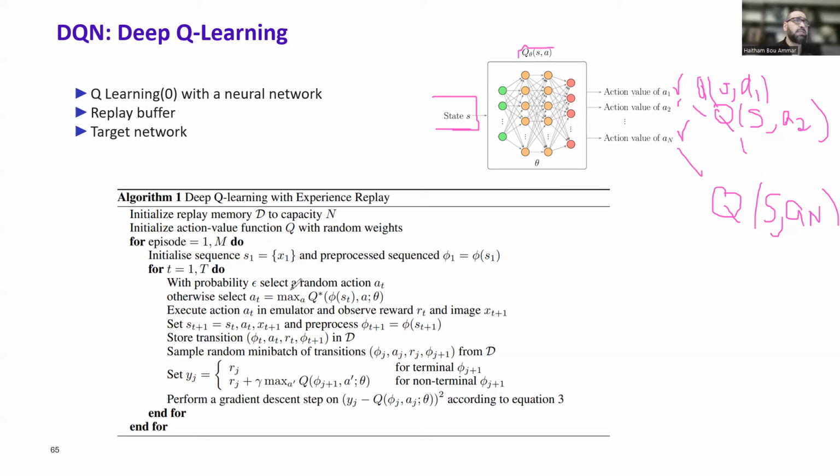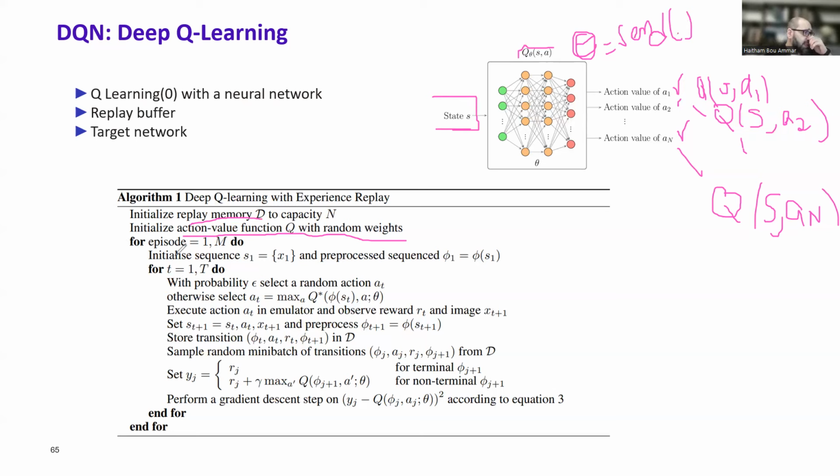The way the algorithm works is as follows. First, we initialize the replay memory to some capacity n. Then we initialize the action value function Q with random weights. So this is a neural network, and we start with theta, the weights of this neural network, being random, like we do in any standard neural network. Then we're going to run over episodes, episode 1 up to episode n.